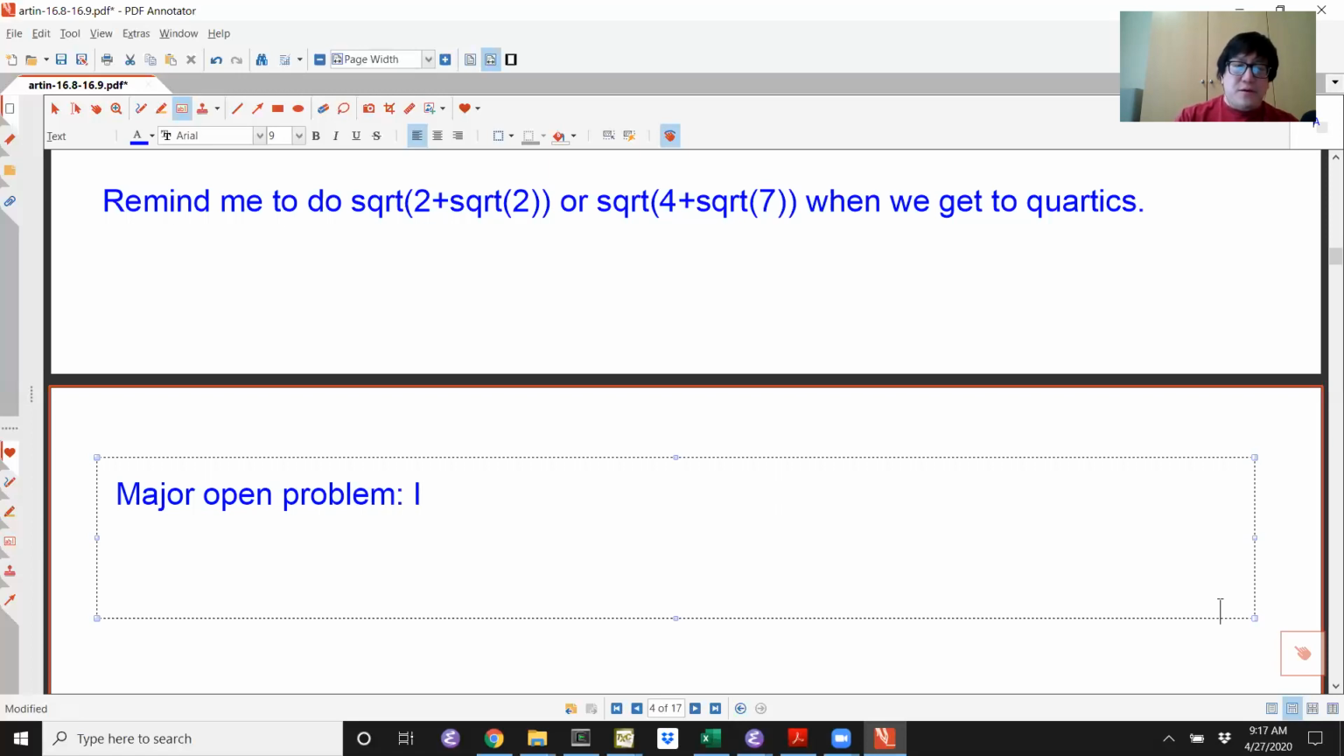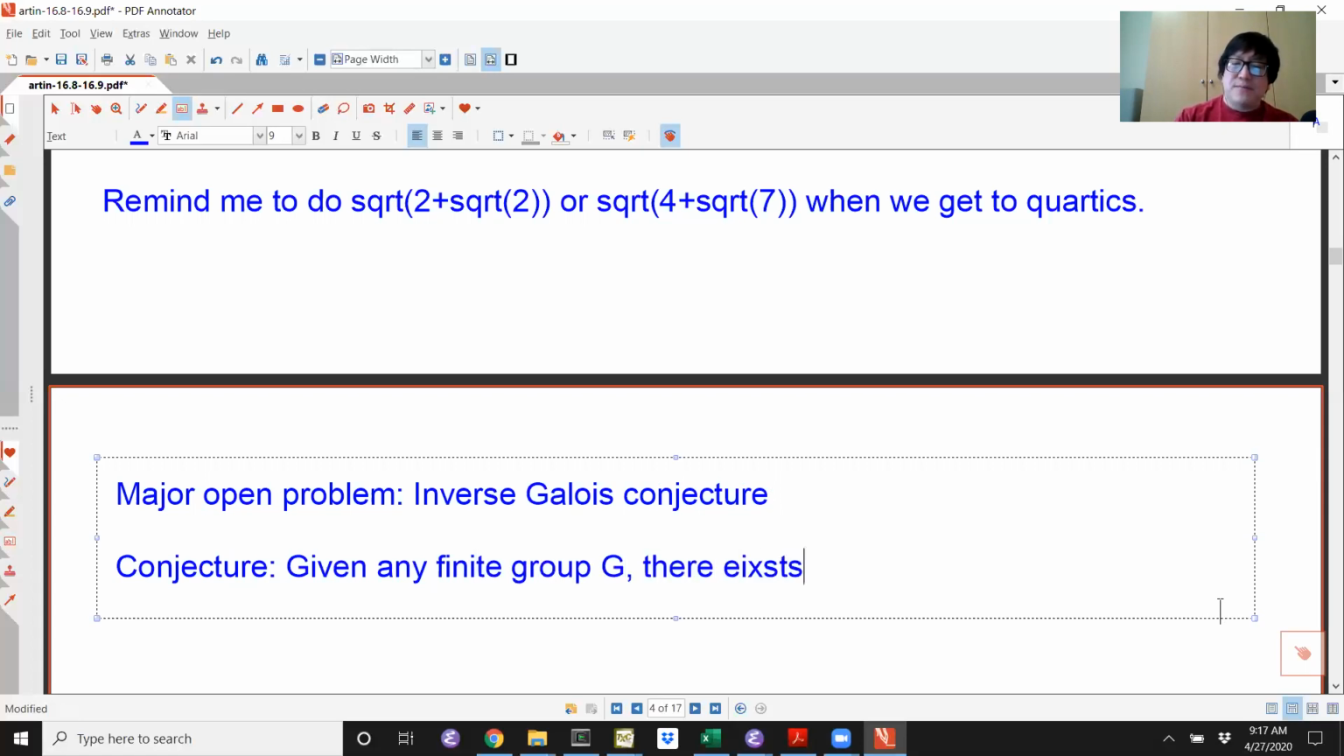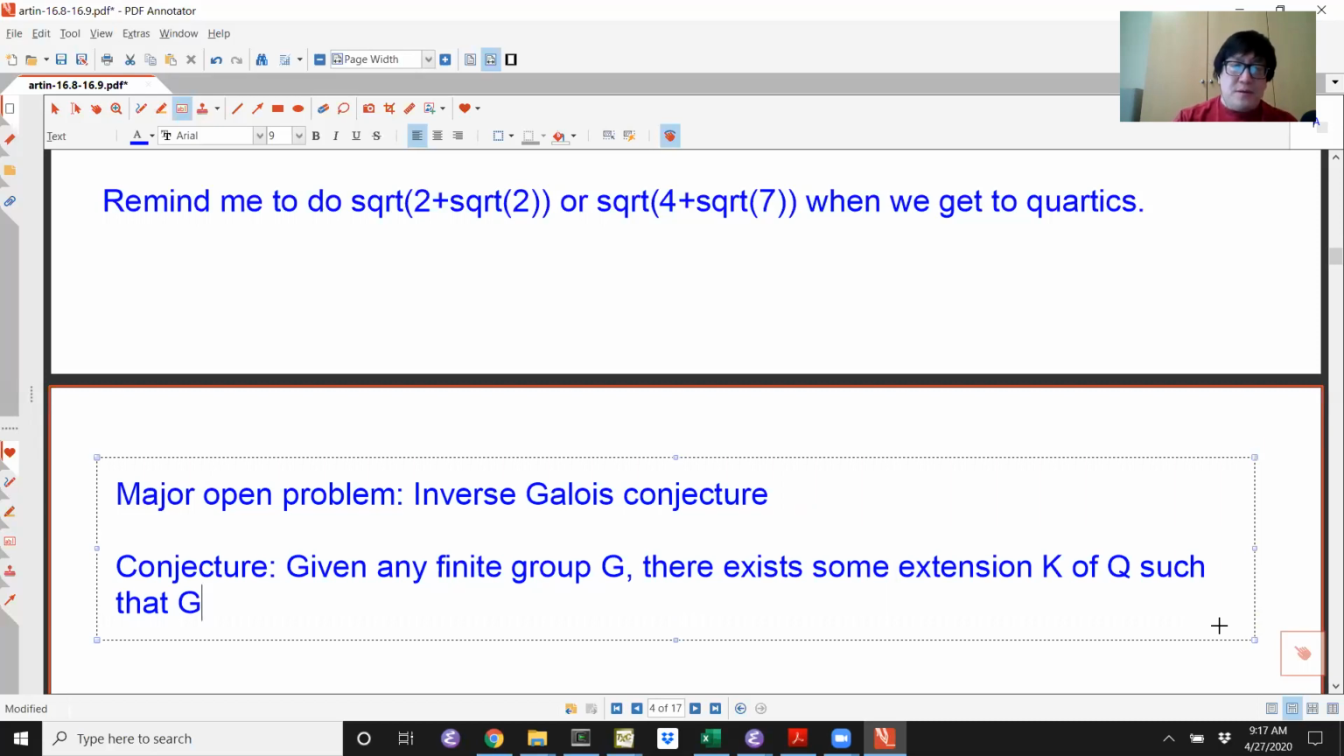The inverse Galois conjecture. Conjecture: given a finite group G, there exists some extension K of Q such that the Galois group of K over Q is G. There are variations of this, where you can replace Q with something else.